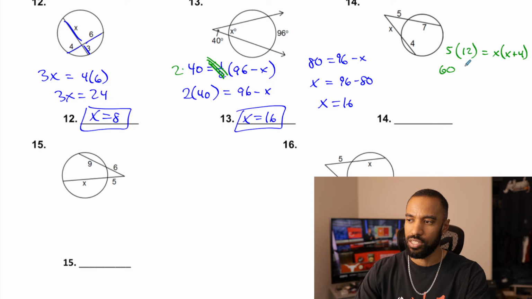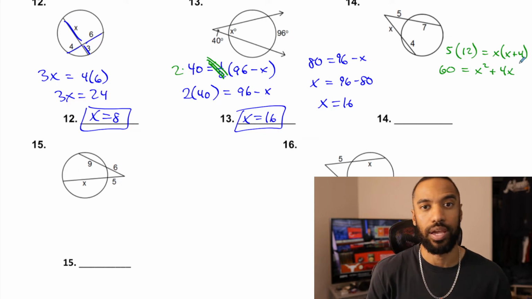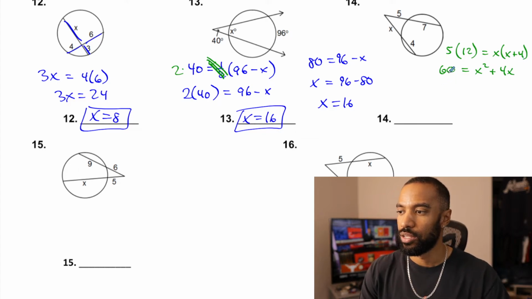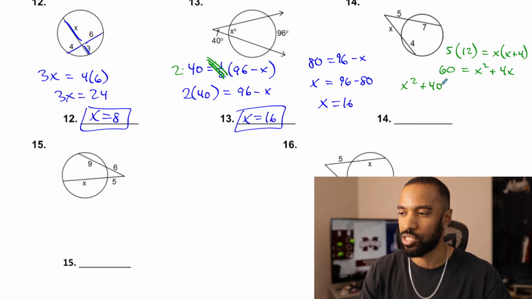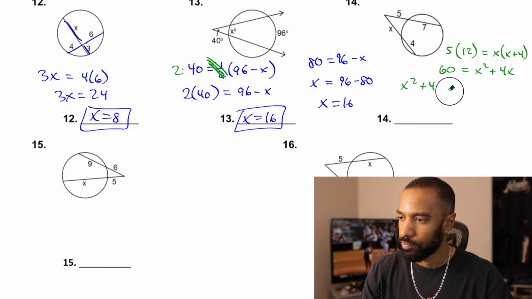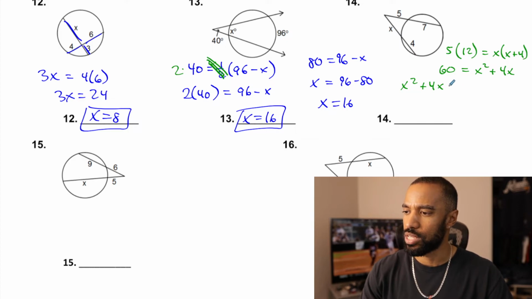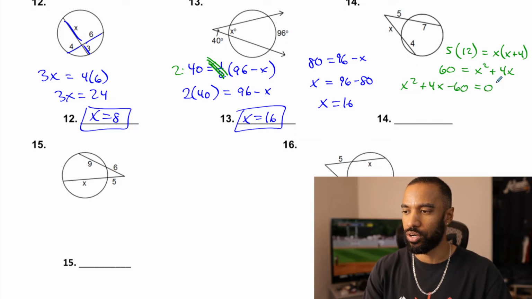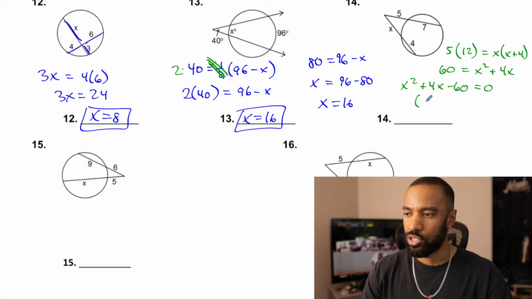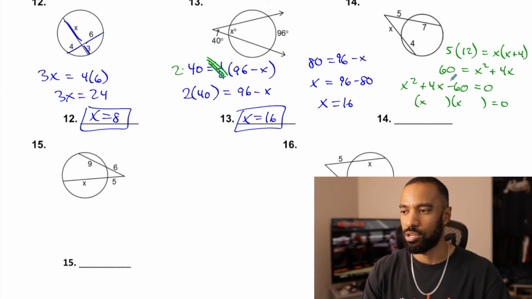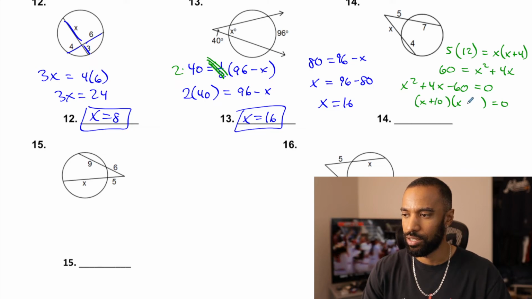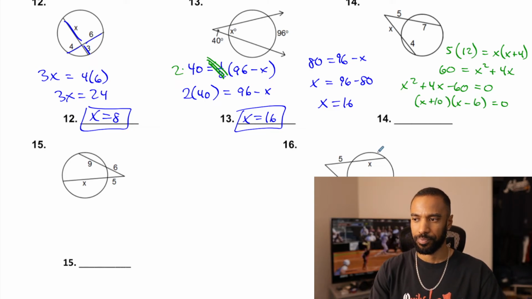5 times 12 is 60. X times x plus 4 distributed is x squared plus 4x. Well, this is a quadratic equation. We've dealt with a couple before. These are often factorable, so let's try that. Subtract 60 from both sides. Set it equal to 0. You factor this. You find two numbers that multiply to make negative 60 and add to make 4. Those are 10 and negative 6.